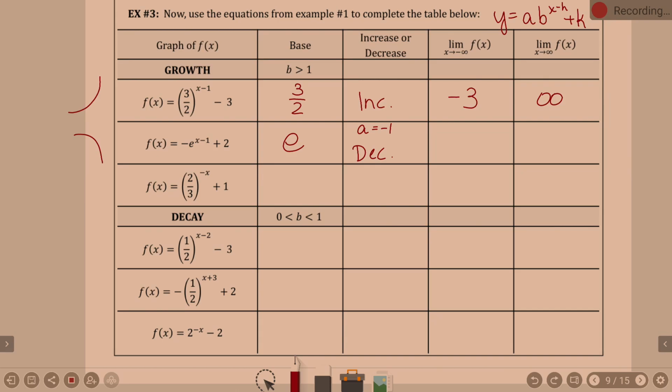Limit as x approaches negative infinity? Negative... No. 2. Oh, yeah. 2. As x approaches positive infinity? There's the negative infinity.